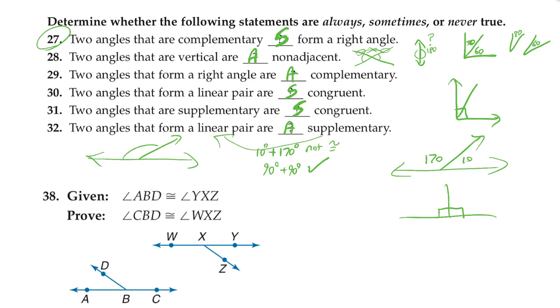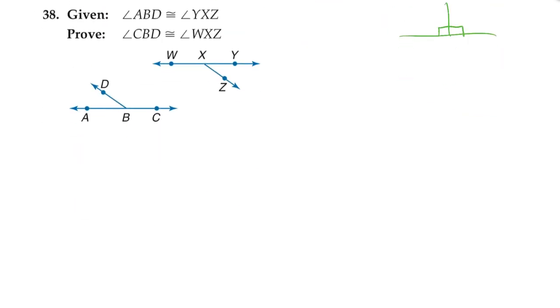But if they're a linear pair, they have to be supplementary. Yes, they make a straight line of 180 degrees, but the converse of that would not be an always. The converse would be a sometimes. Okay, so let's go ahead and do this proof.